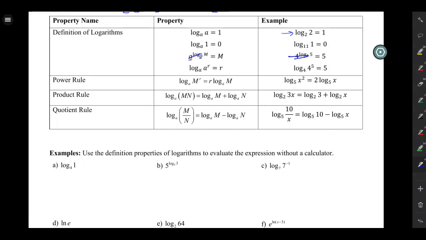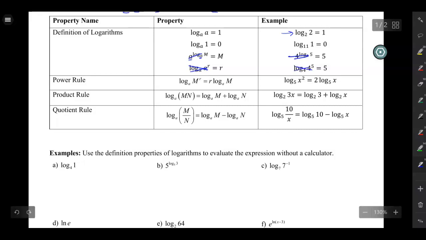And the next property is kind of the opposite version of it. If you have log base A of A to the R power, you can also cancel out those, the log base A and the A, and you're just left with R. So in the example, we have log base 4 of 4 to the 5th is just equal to that 5, that exponent.